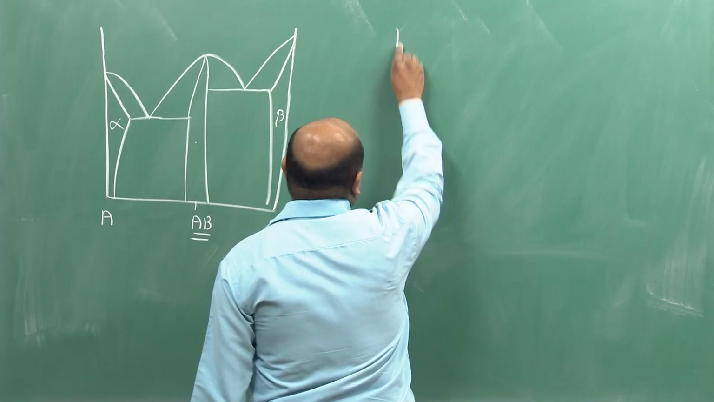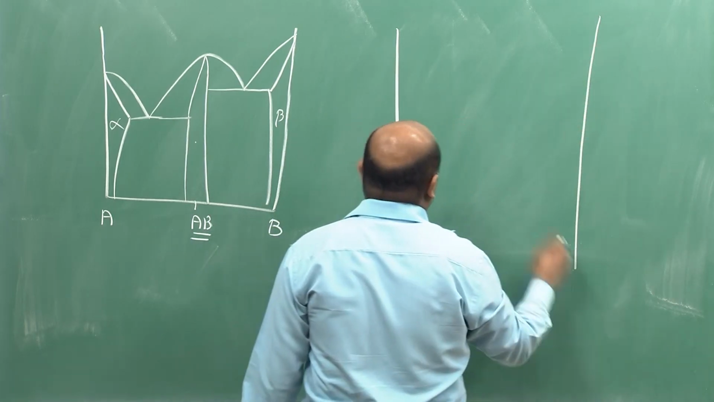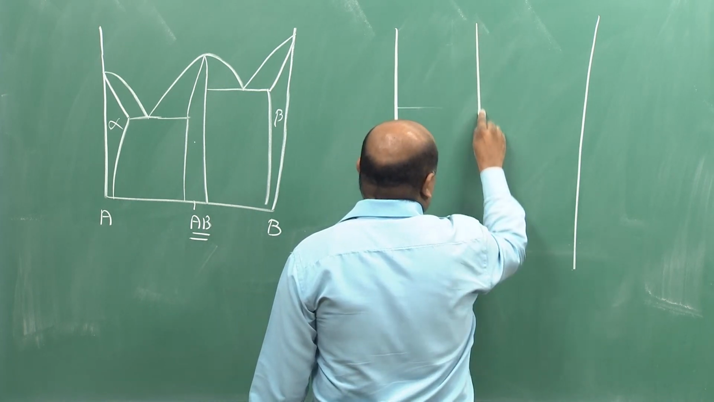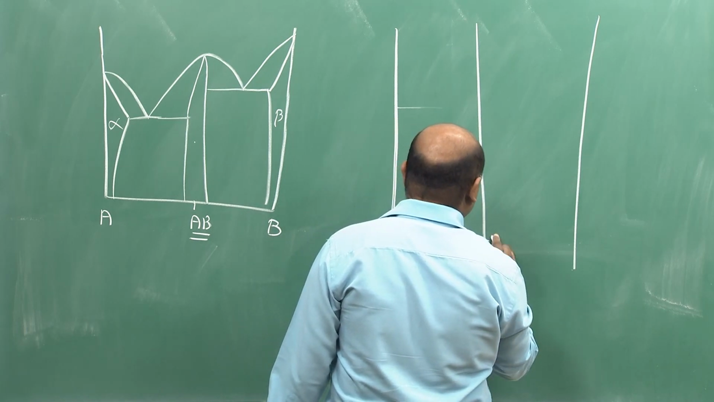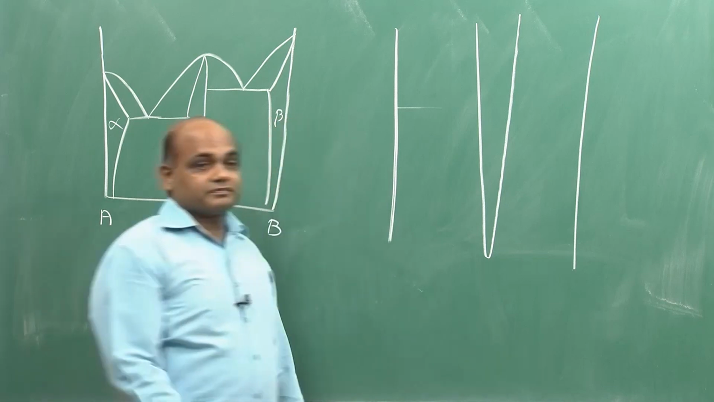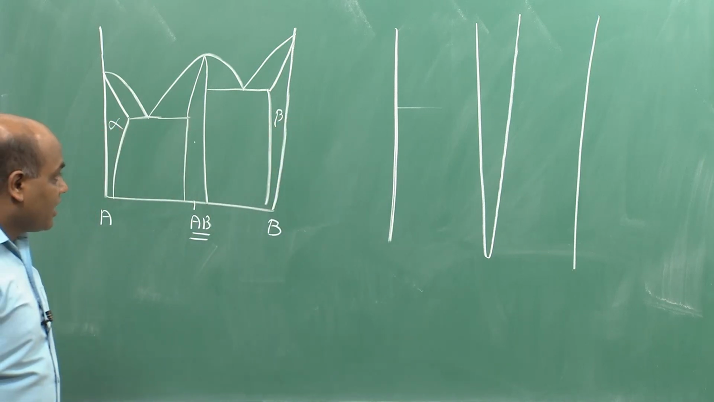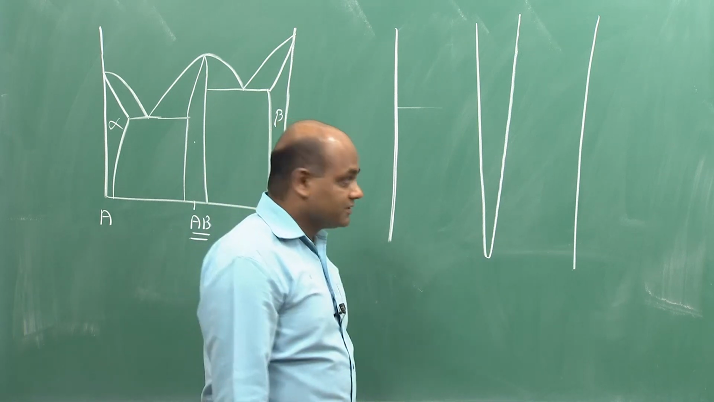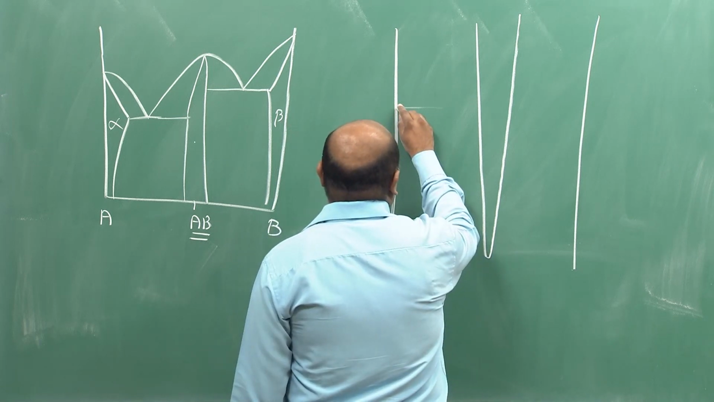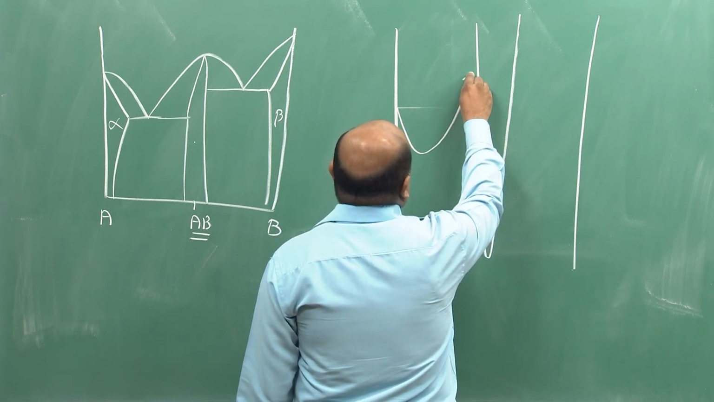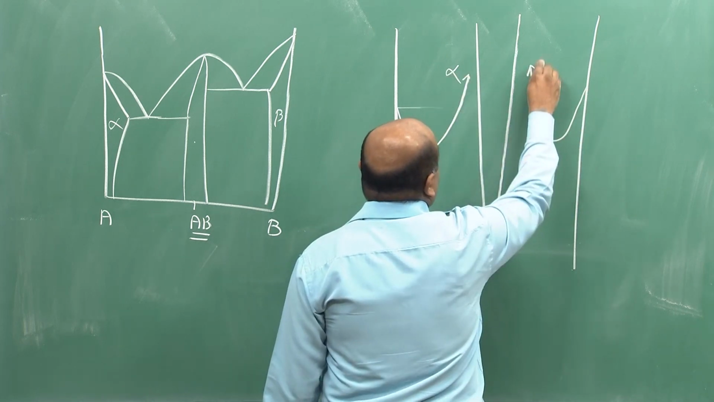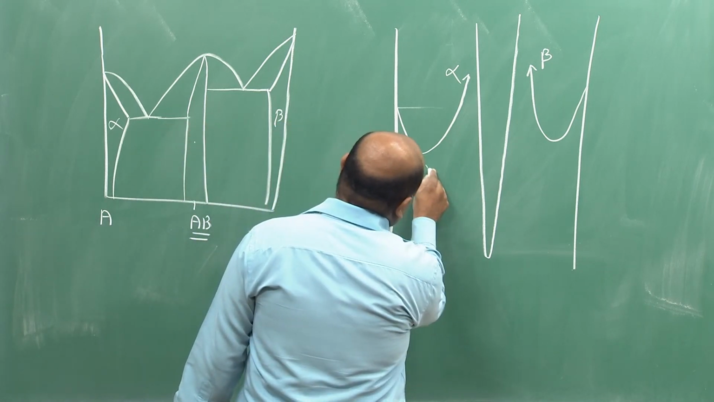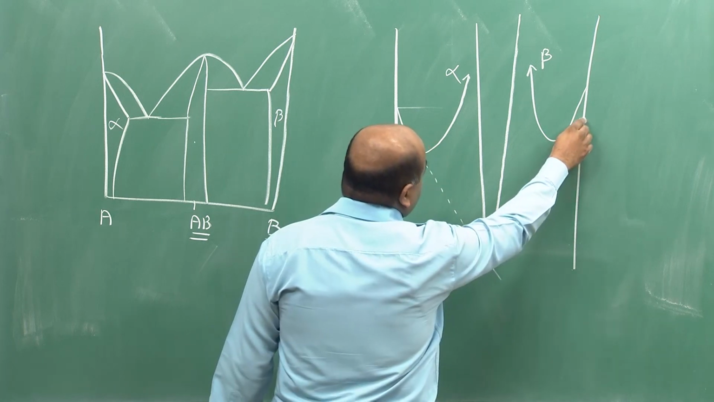And typically the Gibbs free energy curve for this intermetallic will be very sharp, because delta H mixing is so highly negative that it develops such a sharp delta G mixing curve, right. And then we can draw one curve for alpha, a curve for beta, and we can determine the 2 phase regions by the method of common tangent.